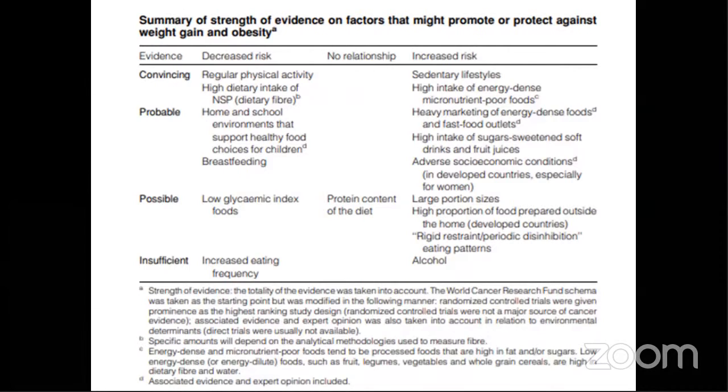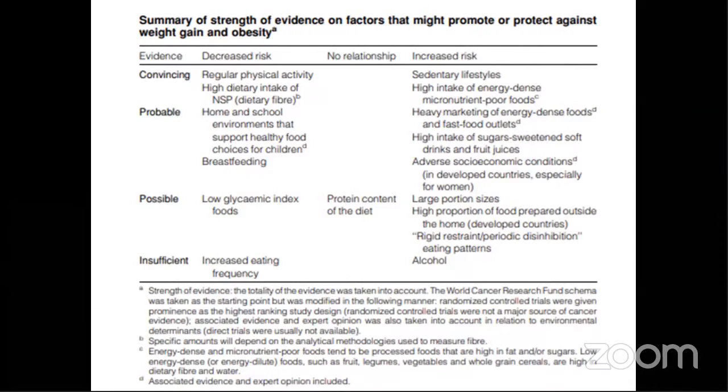Now, there are some probable causes, and of course, the probable will become more convincing because we're encouraging the Jamaica Moves initiative that our Minister of Health has indicated to be done in our homes and in our schools. It is going to provide more convincing evidence that if there are changes in our environment, you're going to have a reduced risk of weight gain.